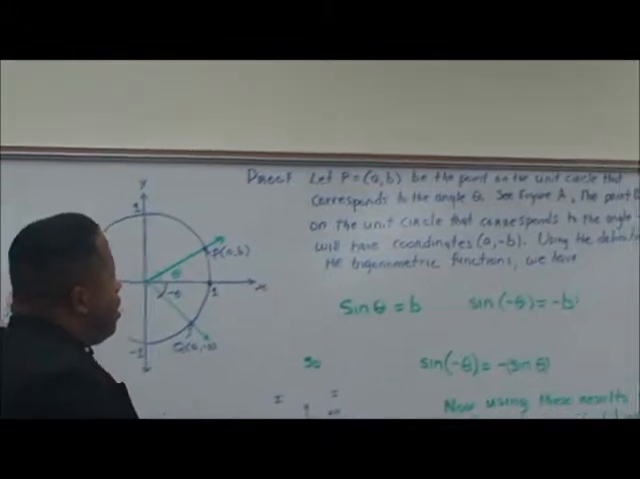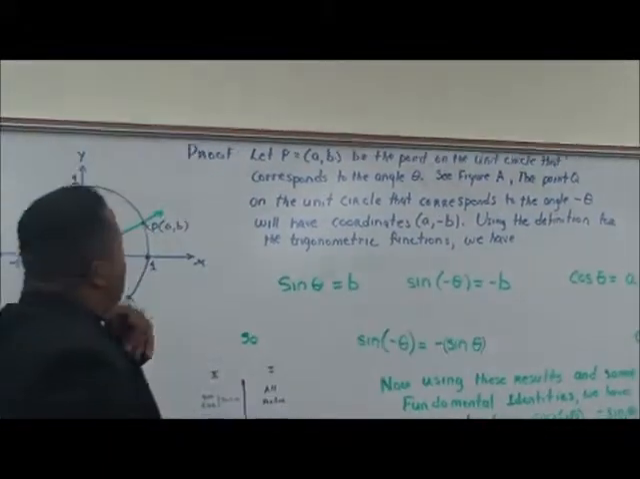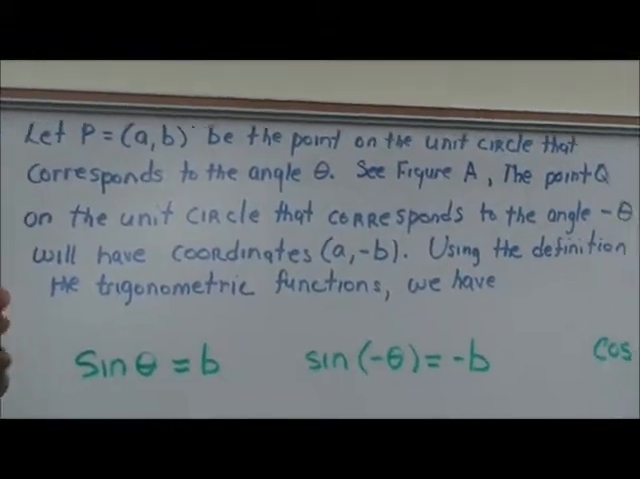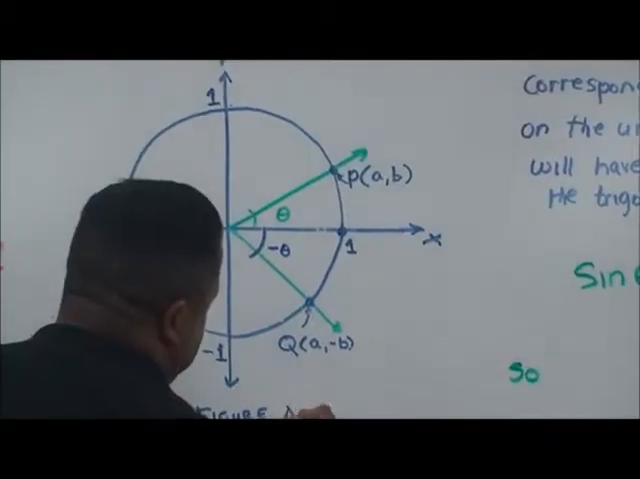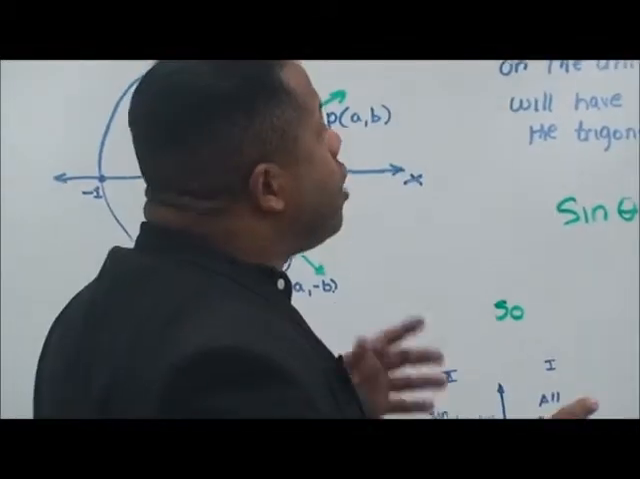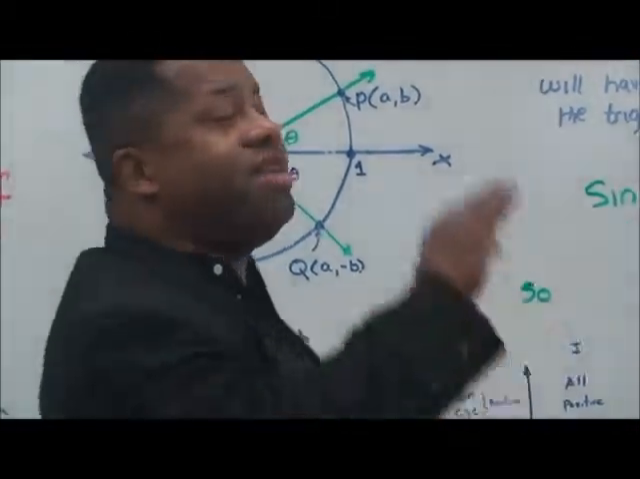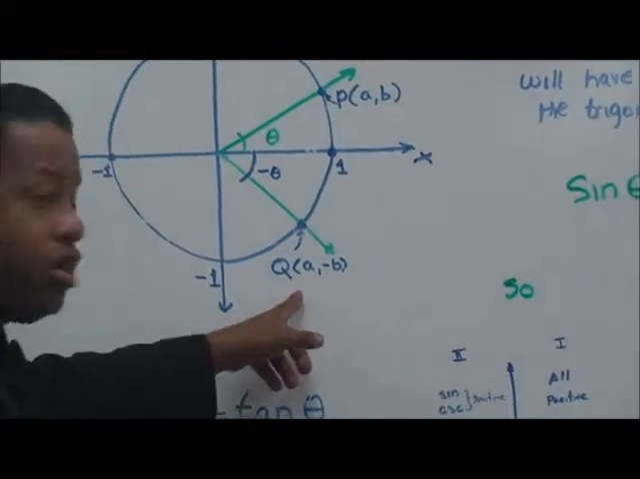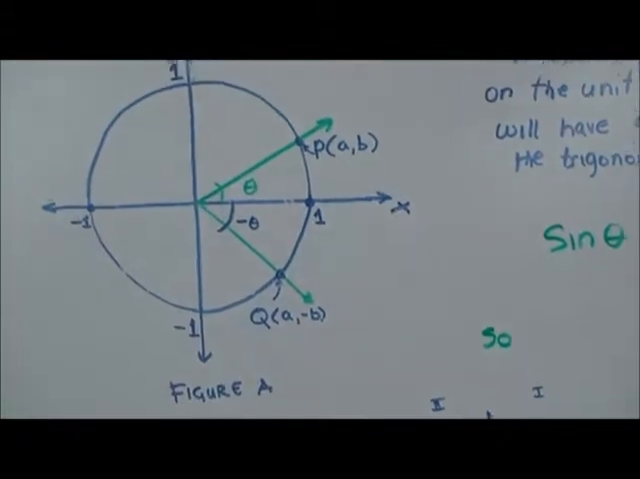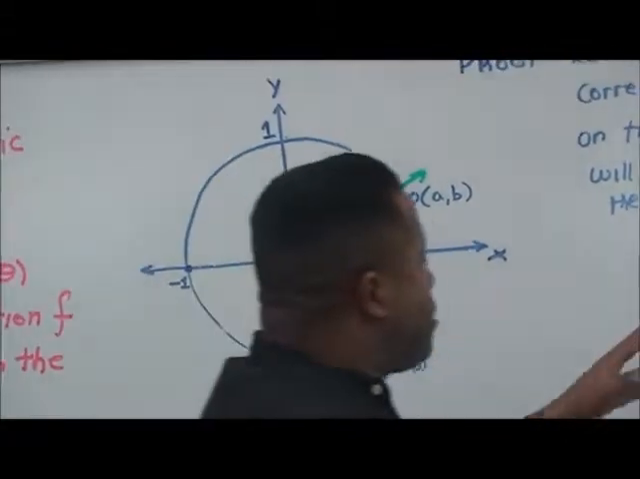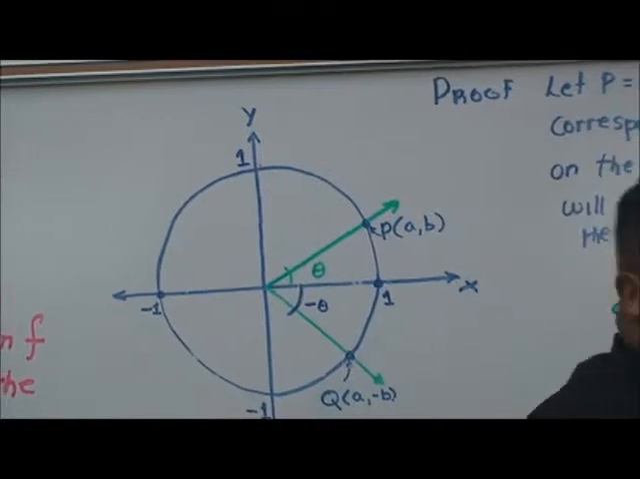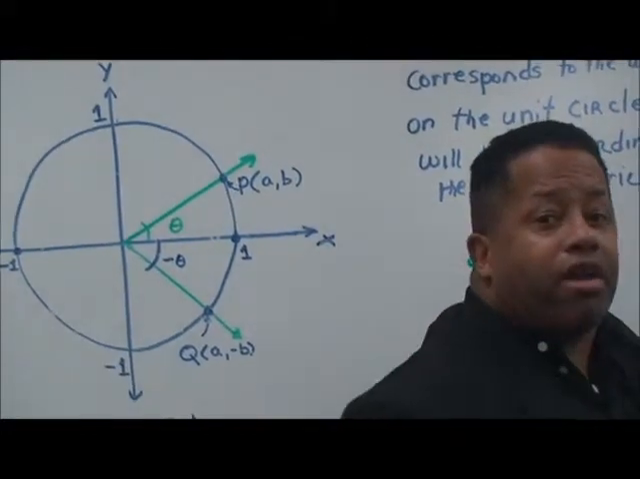Now, let's look at this real quick. Let's look at the proof. Let some point P on the unit circle, (a, b), correspond to the angle theta. As you see, this is figure A, and the point Q is also on the unit circle and corresponds to angle negative theta. We'll have coordinates for Q as (a, negative b). Now, using the definition of trigonometric functions, we have sine theta is equal to b. And if you plug in negative theta, you get negative b.